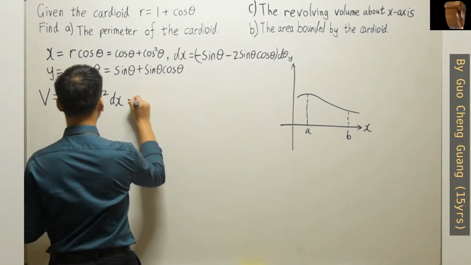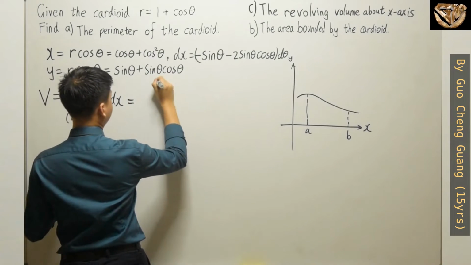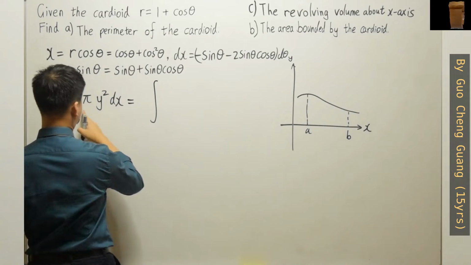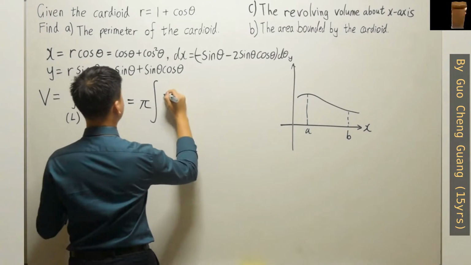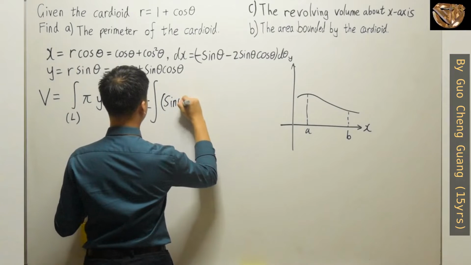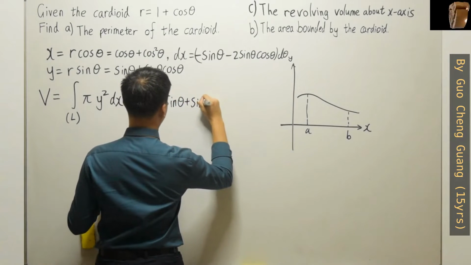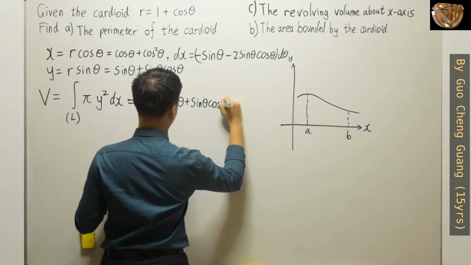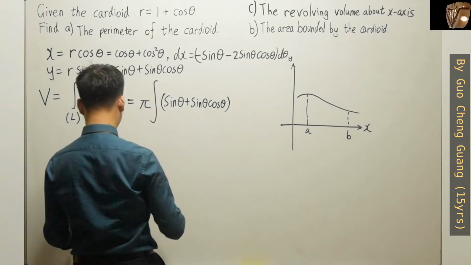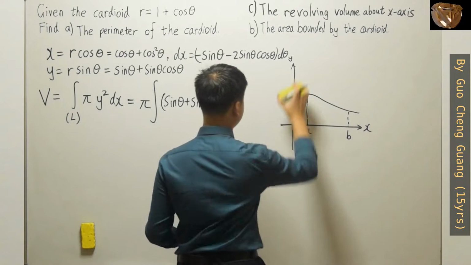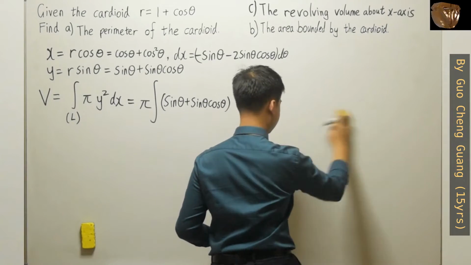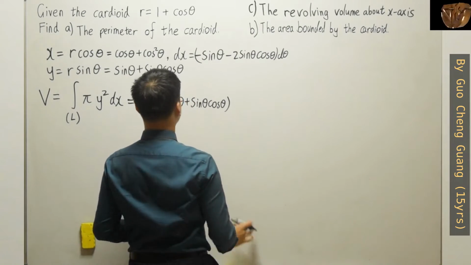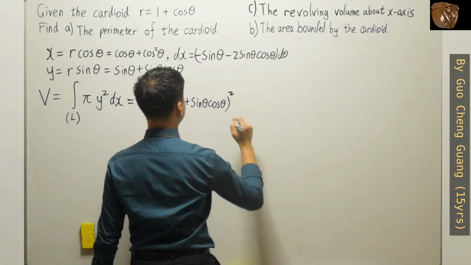So we are going to have pi, now y squared and then dx. I'm just going to erase this graph over here. So y squared and then dx.